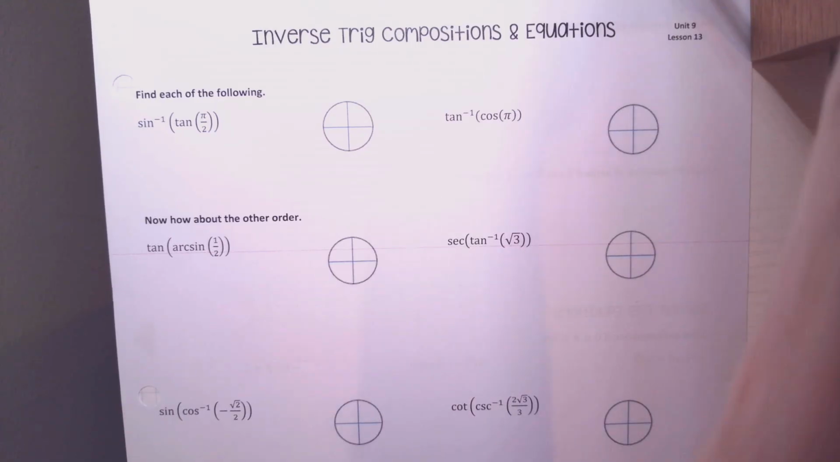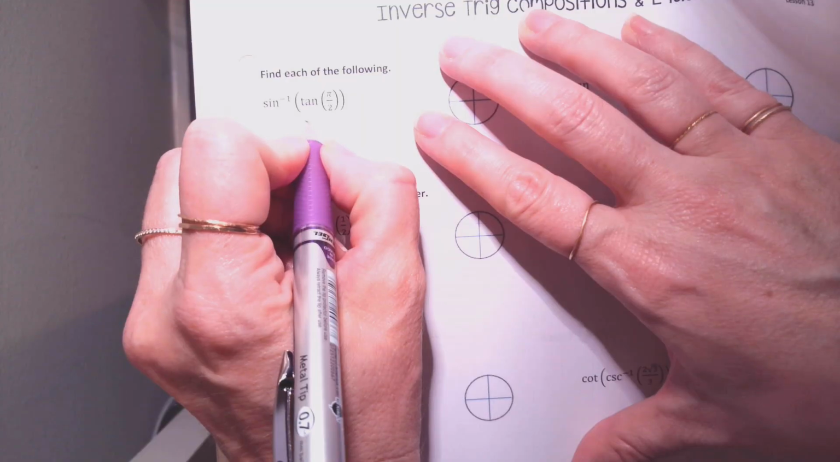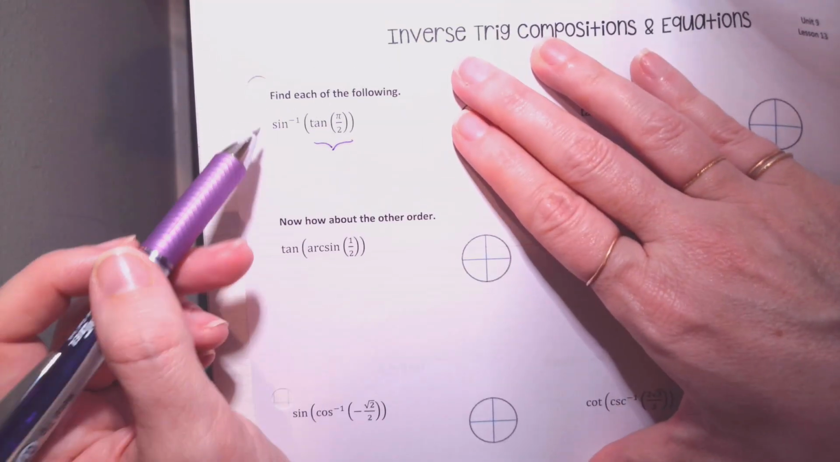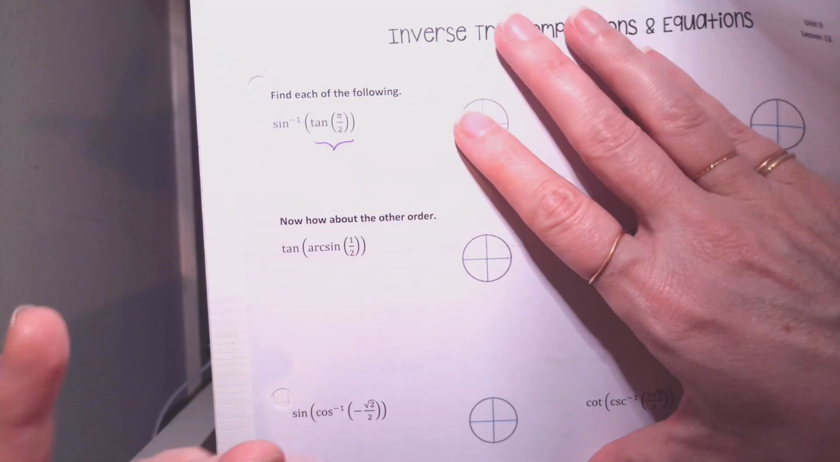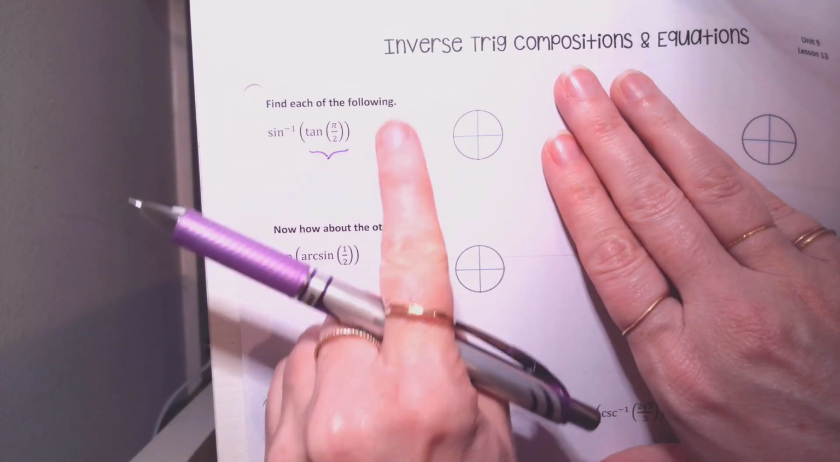So for a composition, remember you're always starting with the inside part of the expression and then you're going to work your way outside. So for the one that we see here, we're going to start by trying to figure out what tangent of pi over 2 is. And then once we find tangent of pi over 2, then we can find the inverse sine of that angle. Now notice tangent of pi over 2 does not say inverse tangent of pi over 2.